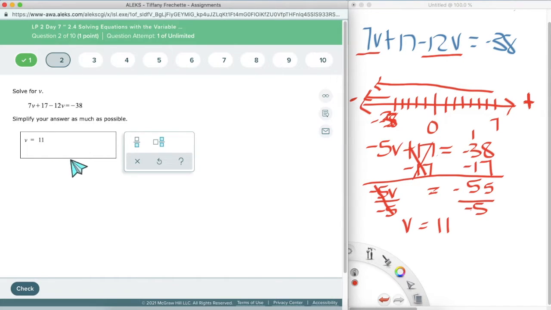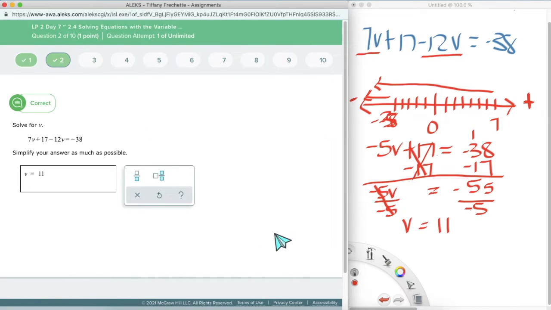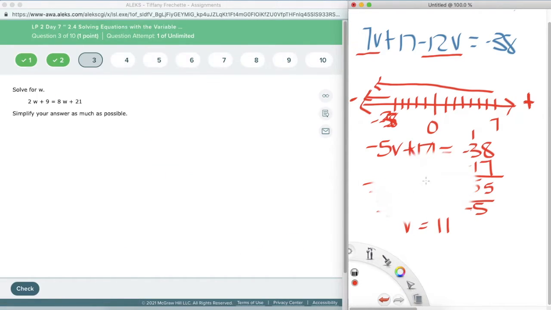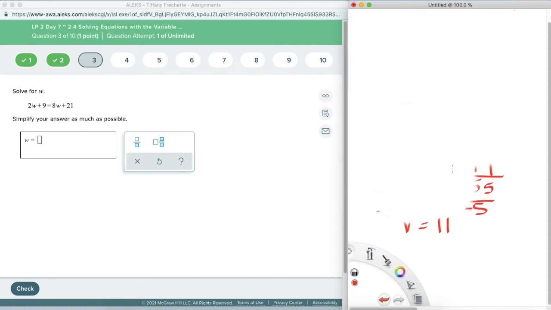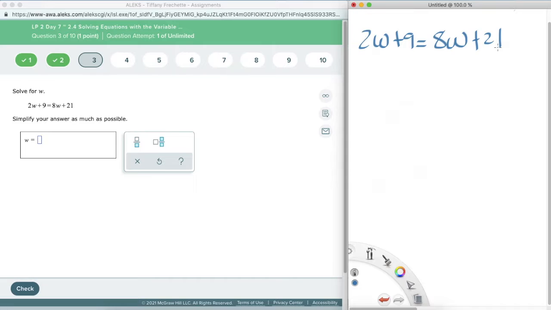All right, we're going to keep going here. Go back to blue here, so we have 2w plus 9 equals 8w plus 21. So here's our first real situation where we have a variable on both sides of the equation. Remember, whenever we have multiple occurrences of a variable or of a constant, meaning just a number, we want to bring those together. Those are like terms.